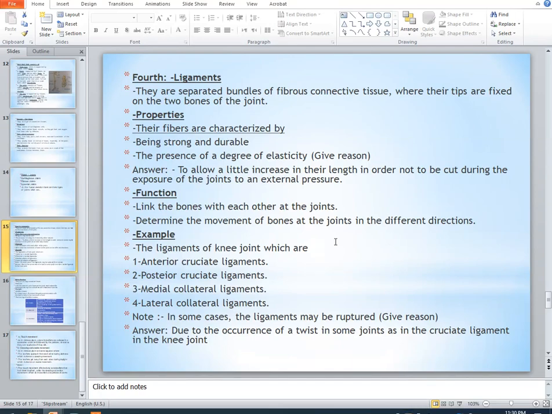What are the functions? They link the bones with each other at the joint and determine the movement of bones at the joint in different directions. The ligaments of the knee joint are the anterior cruciate ligament, posterior cruciate ligament, medial collateral ligament, and lateral collateral ligament. In some cases, a ligament may be ruptured due to a twist in some joint, as in the cruciate ligament in the knee joint.